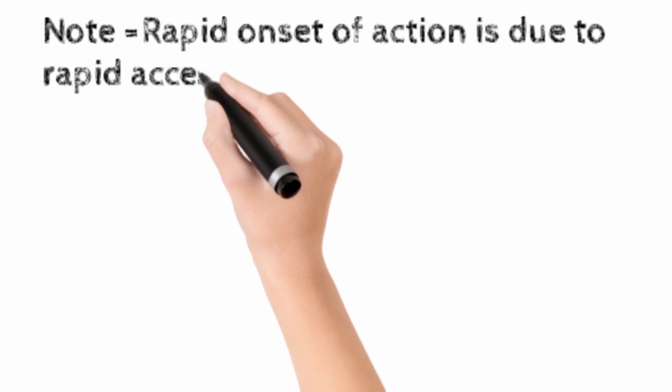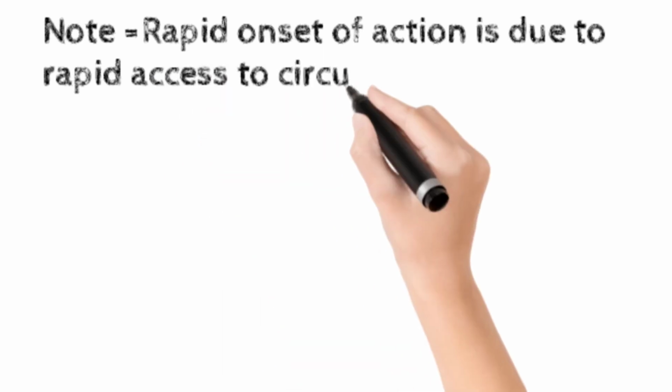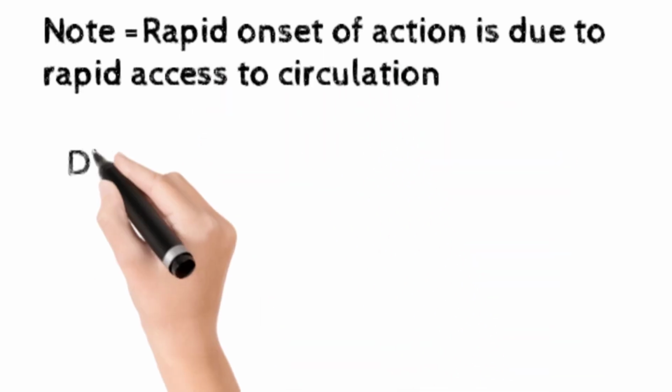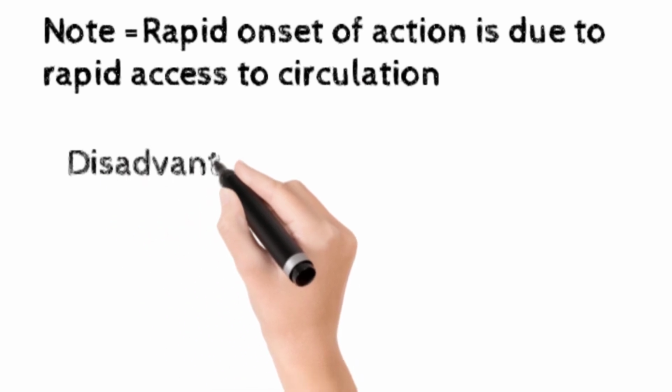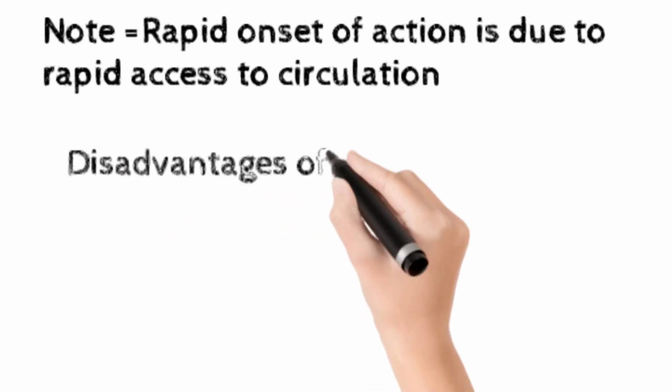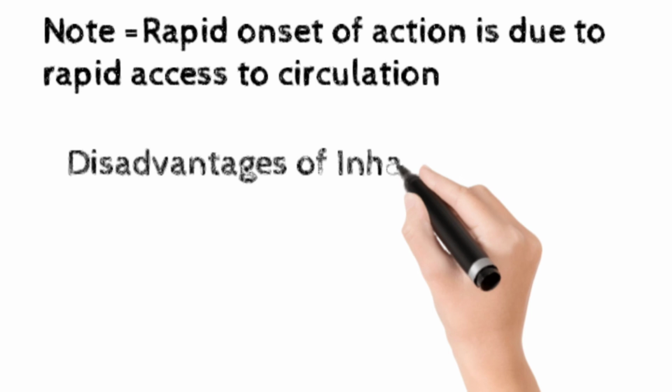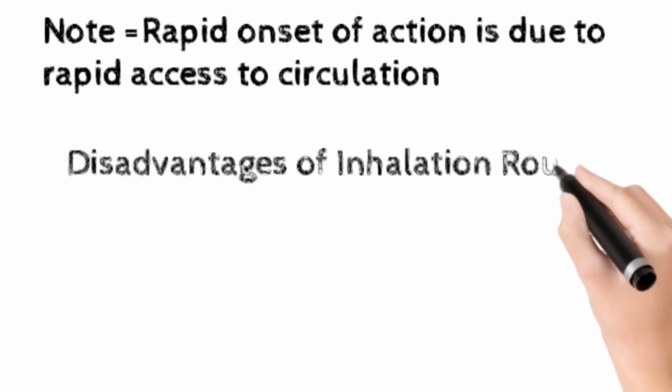Now note why rapid onset of action occurs in the inhalation route. Rapid onset of action is due to the rapid access of the drug to the circulation, due to large surface area and more blood flow.